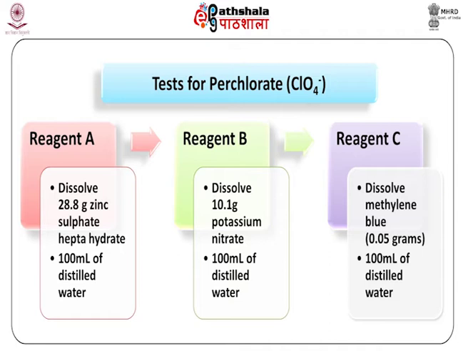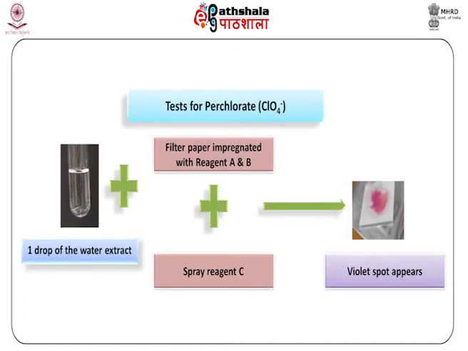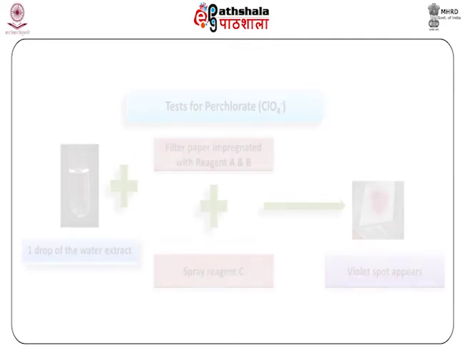Reagent C is prepared by dissolving methylene blue 0.05 grams in 100 ml of distilled water. To detect the presence of perchlorate in an explosive, take 1 drop of water extract of post-blast residue on a piece of filter paper. Impregnate it with reagent A and reagent B, and then spray reagent C on it. Violet spot appears, which indicates the presence of perchlorate.